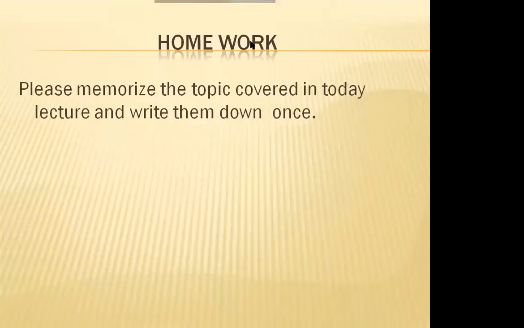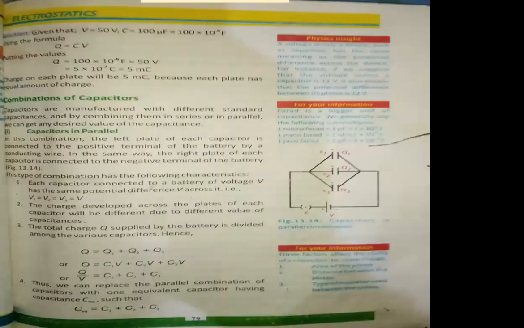Your homework is, please memorize the topics covered in today's lecture and write them down once. For your practice, I'm saying you write them down once. I'm not going to check it, but for your practice, please try to memorize this and then write them down. This will make you feel comfortable when you write them down. Okay, please make sure you write them down.